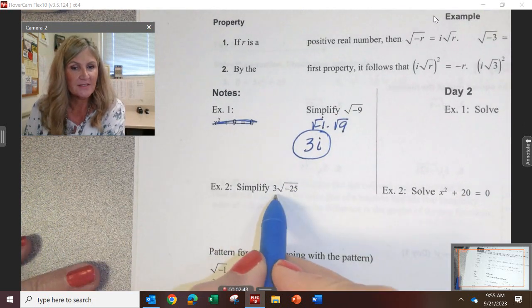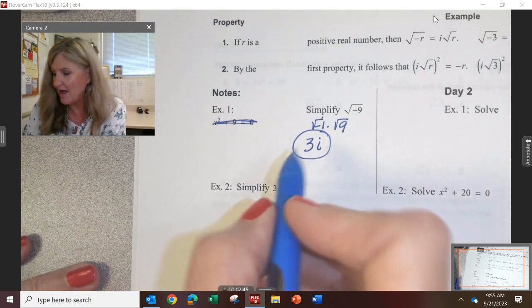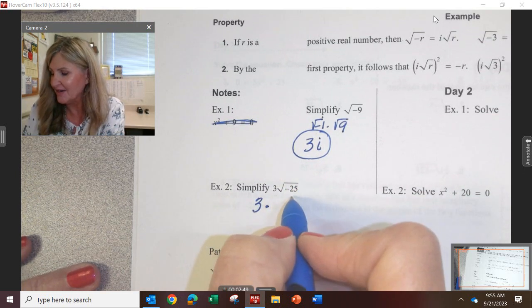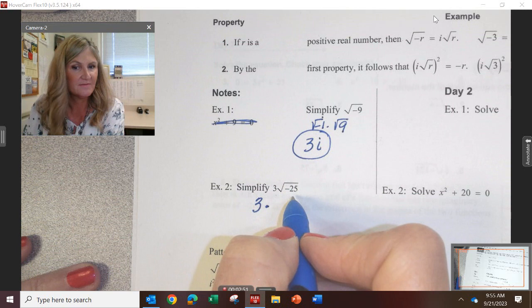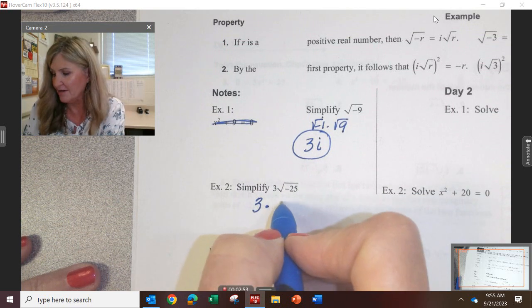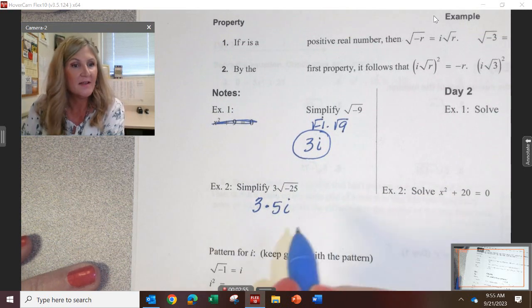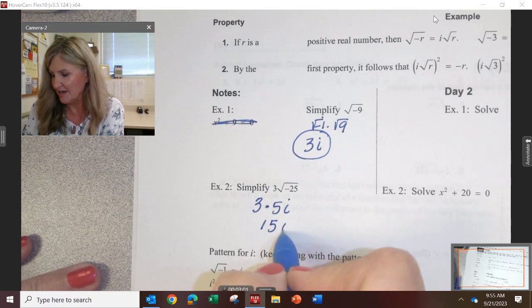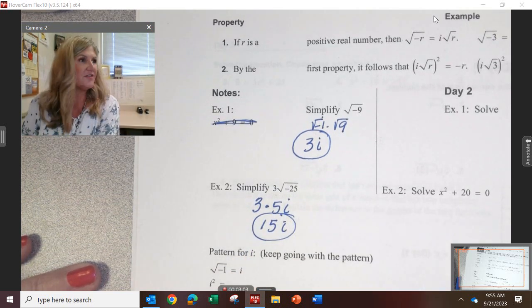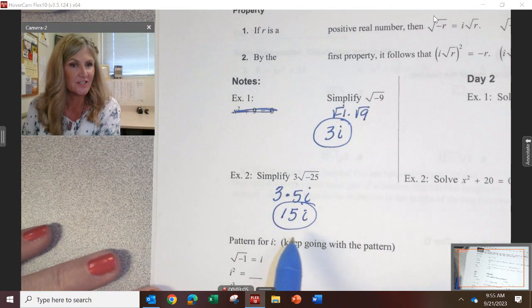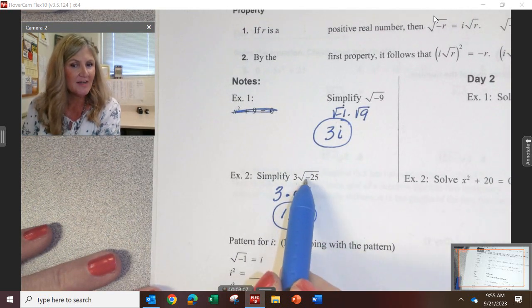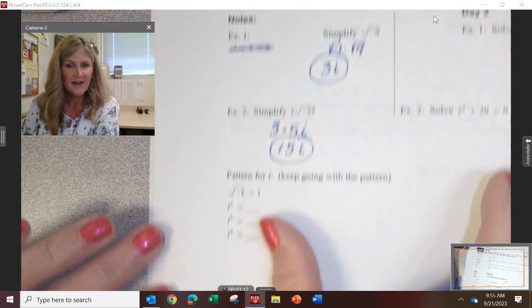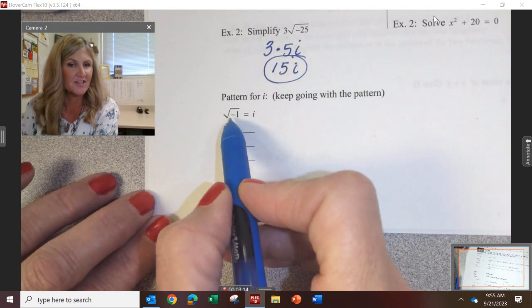Over here, simplify this. Well, I have 3. And what do you think we would call the square root of -25? 5 what? 5i. And what do you think 3 times 5i is? 15i is correct. Okay, so that's a little introduction to imaginary numbers. Anytime we have a negative under the radical, we're going to write i. Now, there's a pattern for imaginary numbers.